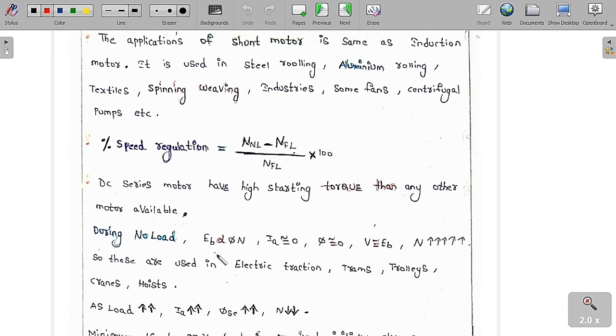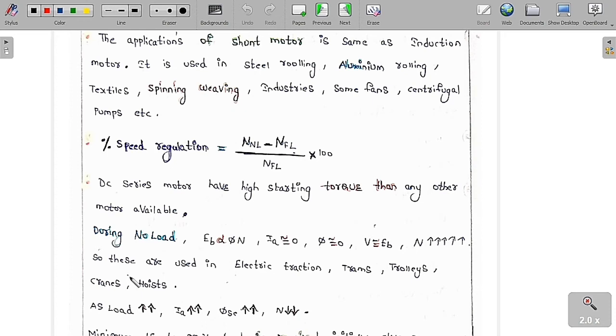During no load, Eb is directly proportional to phi into N, Ia is nearly equal to 0, so flux is nearly equal to 0 and V is nearly equal to Eb. So speed increases. Always keep a load and then operate the DC series motor, otherwise the speed is very dangerous. It may affect the system also. So never operate the DC series motor at no load condition.